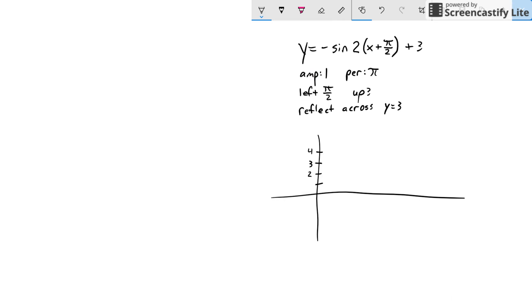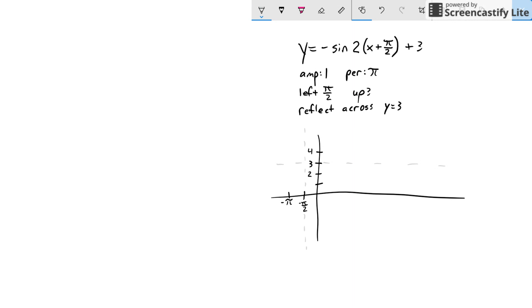I'm doing a dashed horizontal line there at 3. I'll say that this is pi, but I want to shift pi over 2. Sorry, that was a negative pi. I'm going to do a dash line there also.